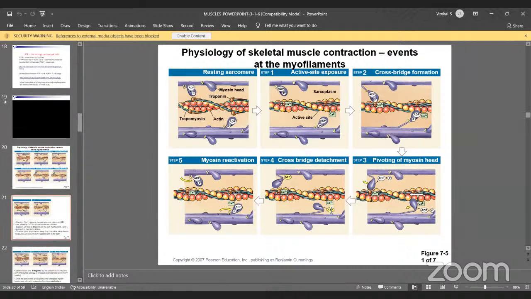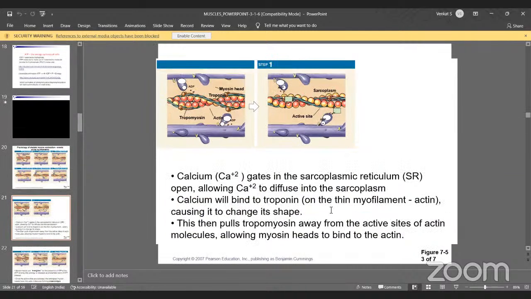See the next one, sixth and step one. Calcium gets in: the sarcoplasmic reticulum, SR, opens, allowing calcium to diffuse into the sarcoplasm. The calcium will bind to troponin on the thin microfilament actin, causing it to change its shape. This then moves tropomyosin away from the active sites of actin molecules, allowing myosin heads to bind to the actin and myosin fibers.